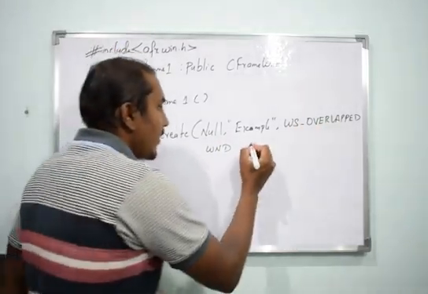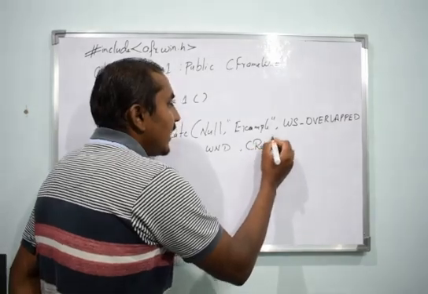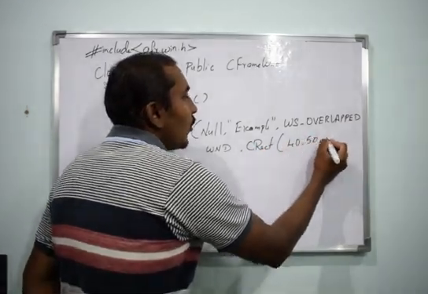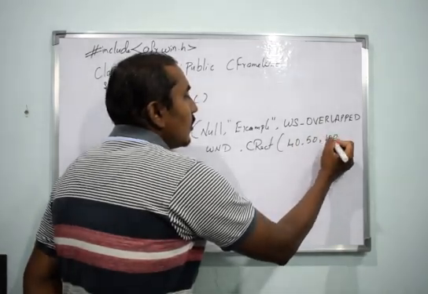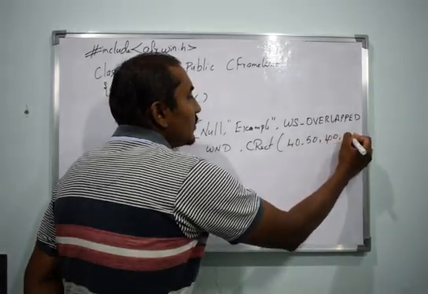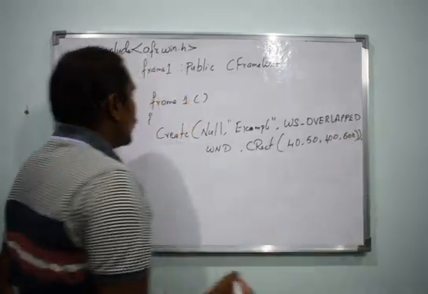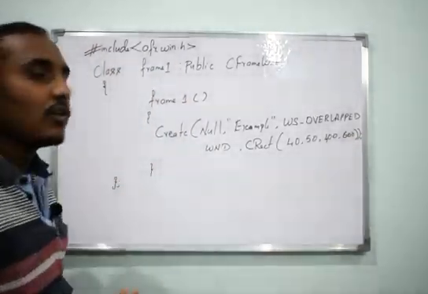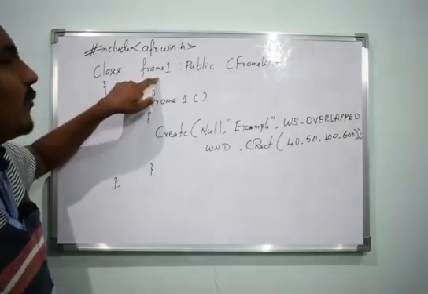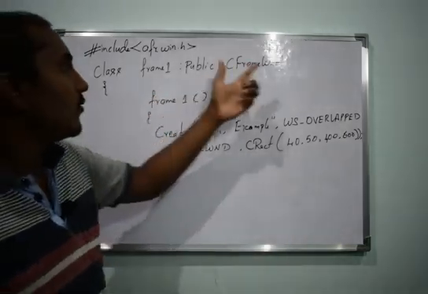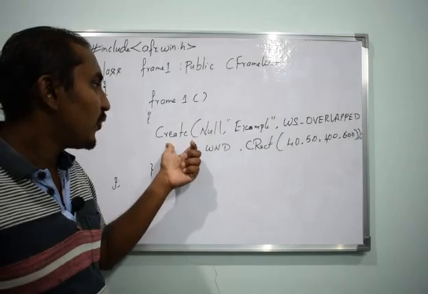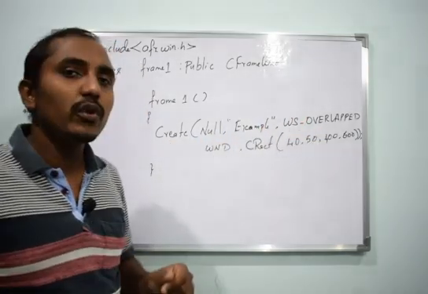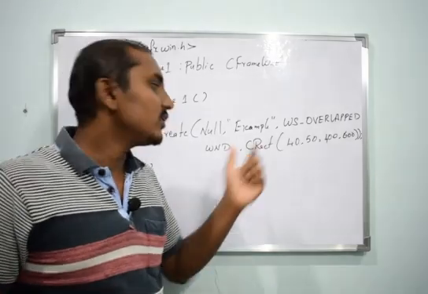Followed by, we have an inbuilt function called CRect, which will take some values like 40, 50, say 400, 600. So this completes your first class. In this class frame1, we are creating a frame. That frame will have the title example. It will be of overlap window type. And so what is CRect?